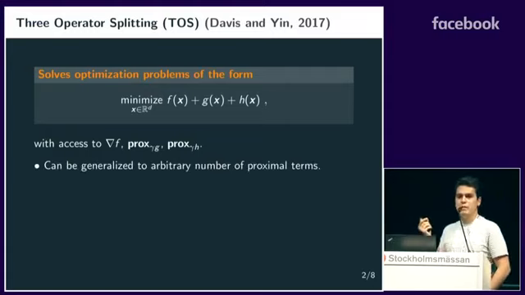First, it might seem a bit limiting that I only allow for two proximal operators, but in fact, this is not a limitation, because once you have two proximal operators, you can very easily generalize it to an arbitrary number of them. Also, for simplicity in this talk, I will just focus on the formulation with two proximal operators.